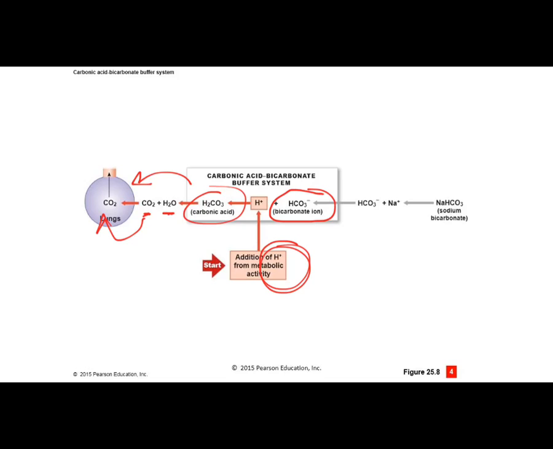Okay. So it's really the same thing that just happened in red blood cells, isn't it? So this is just an important little chemical equation. You've seen it 5 or 6 times now showing up.